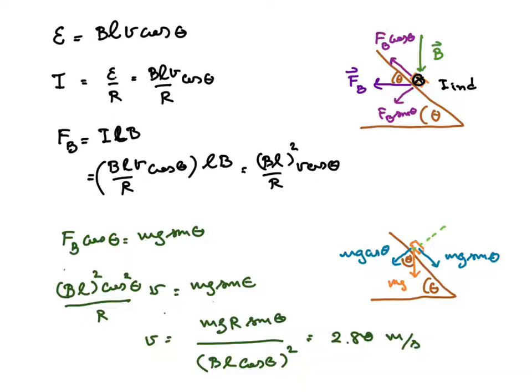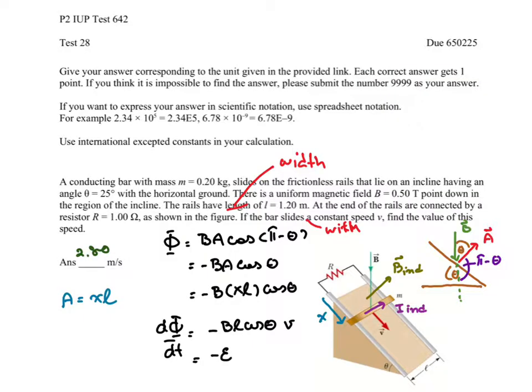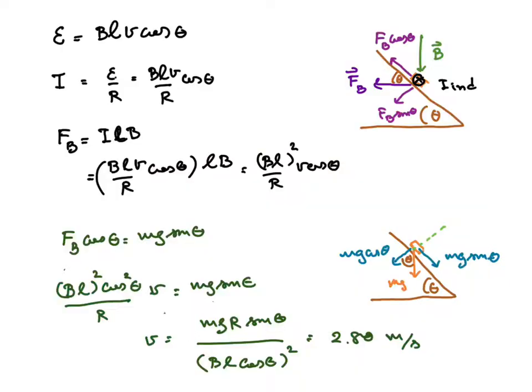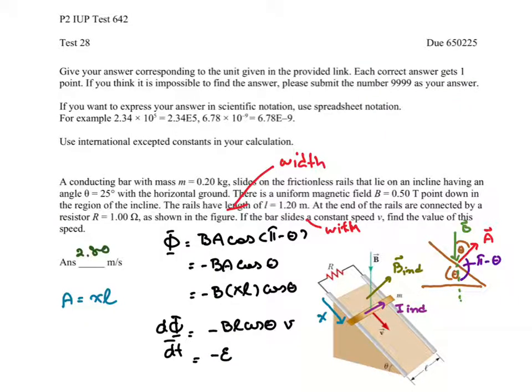We know all the numerical values here, right? We know m is 0.2 kilogram, L is 1.2 meter, B is 0.5 Tesla, the angle theta is 25 degrees, and the resistance here is 1 ohm. So we can substitute all the numerical values here, and when you do that, you will get v equal to 2.8 meters per second. So the answer is the value of v is 2.8 meters per second.